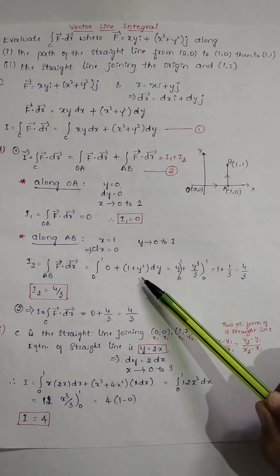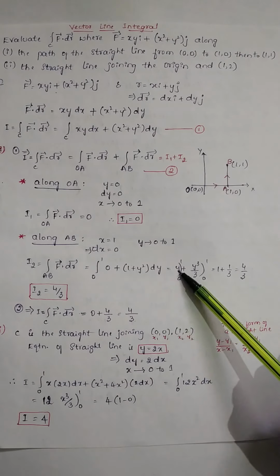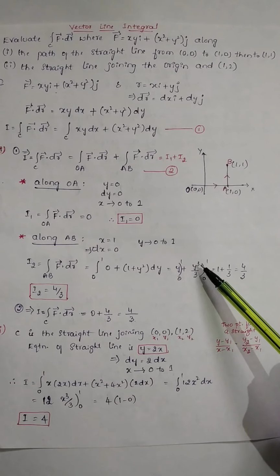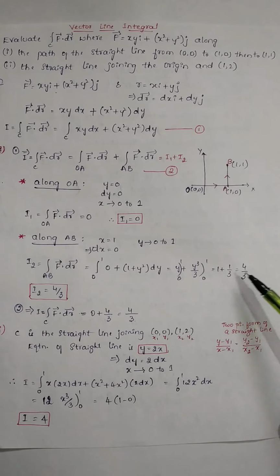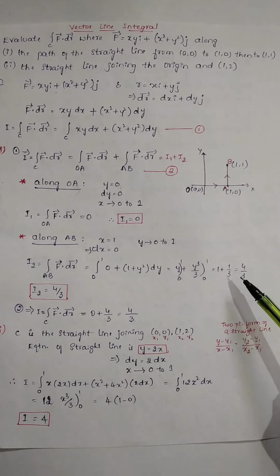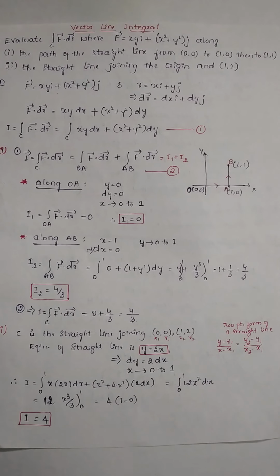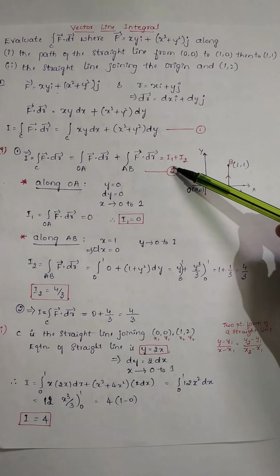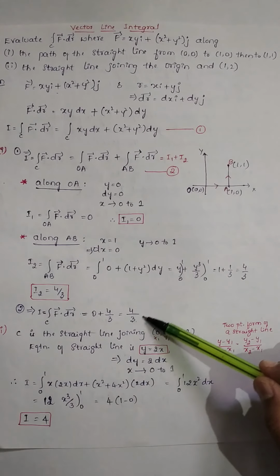After that, integrate the expression to get the answer. The integration of 1 is y and the integration of y square is y cube by 3. On applying the upper limit and lower limit and simplifying, you will get 4 divided by 3. So the value of I2 is 4 by 3. Now substitute I1 and I2 in equation 2, and you will get I is equal to 4 divided by 3.